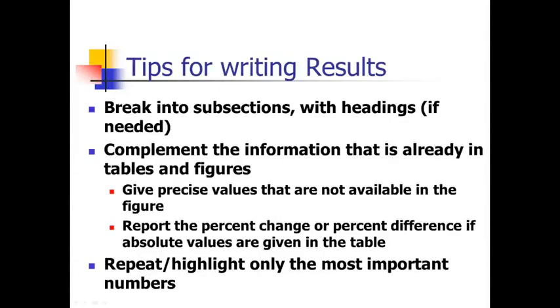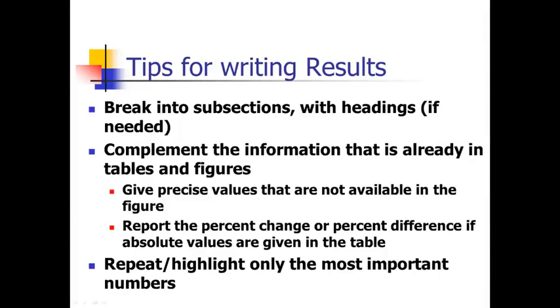So, a couple tips for writing the results section. If you have something that's a complex study, you might want to consider breaking it into subsections, with each section having a little heading. It's not necessarily needed. I see a lot of studies where it's perfectly fine to leave that out if it's a simple study and there aren't too many tables, figures, or results you have to go through. But if it's complicated, it helps the reader to break things into subsections.